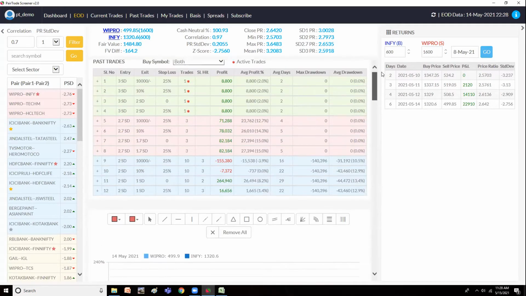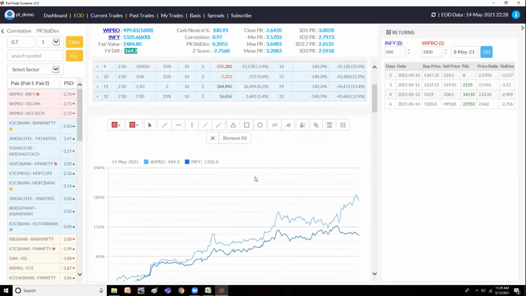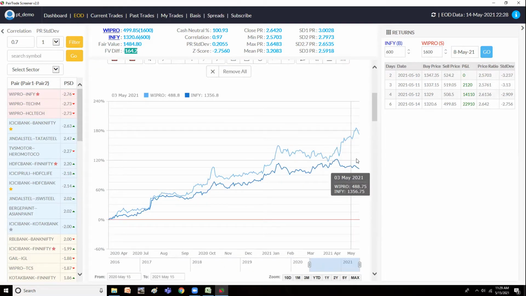And also we have seen the concept of the fair value. So the fair values we calculate by taking one as the static variable, and we estimate the value of the second one. If Wipro is at 500 rupees, what would be the price of Infy? So if we calculate that, it should have been at 1484, but right now it is at 1320. So there is an underperformance of Infosys by 164 rupees in terms of its own price, right? So we can easily estimate what is the difference in terms of amount. So we just multiply 164 with 600. So we will get exactly what is the difference in terms of rupees of this gap.